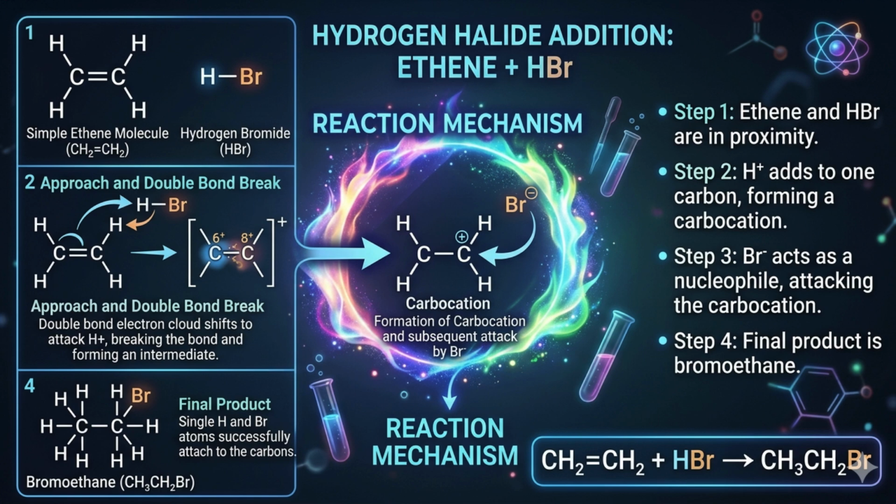Step 4. The final product. In the final step, the bromide ion successfully attaches to the remaining carbon. The result? We've transformed our starting materials into bromoethane. As you can see in the chemical equation at the bottom, the double bond is gone, replaced by two new single bonds. The key takeaway: in an addition reaction, two molecules combine to form a single, more saturated product.